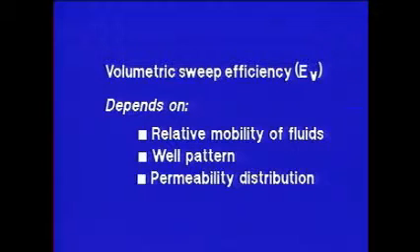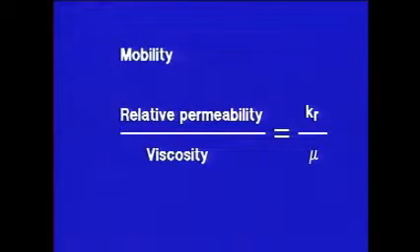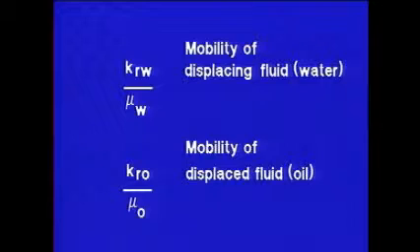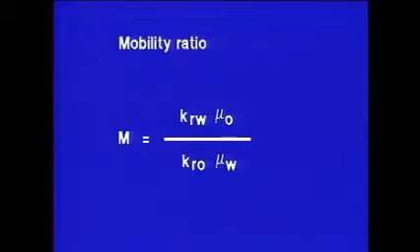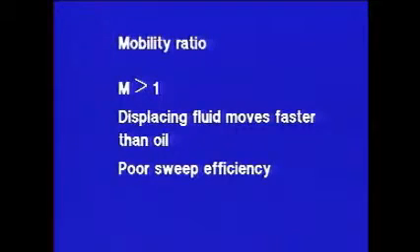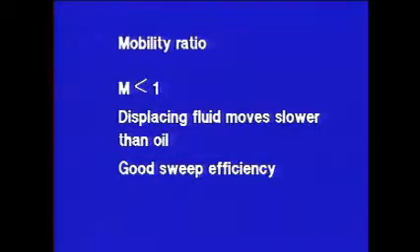Let's consider the first factor. The mobility of any fluid in a reservoir rock is its relative permeability, K sub R, divided by its viscosity, mu. If one fluid is used to displace another, the ratio of the mobility of the displacing fluid to that of the displaced fluid is referred to as the mobility ratio, M. When M is greater than 1, the displacing fluid, perhaps water or gas, moves faster than oil and will very likely bypass some of it, resulting in a low sweep efficiency. On the other hand, if M is less than 1, the oil is capable of moving faster than the displacing fluid, and we have good sweep efficiency.